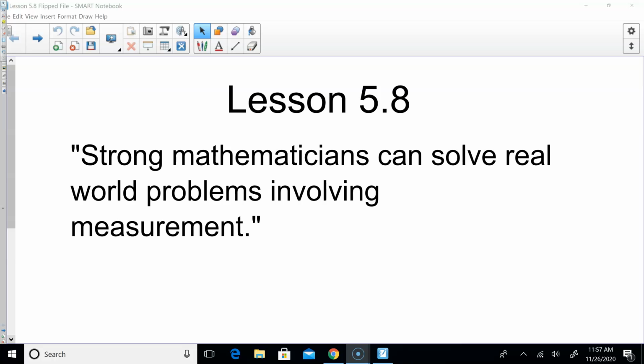Hello class, welcome to lesson 5-A. Today, strong mathematicians can solve real-world problems involving measurement.